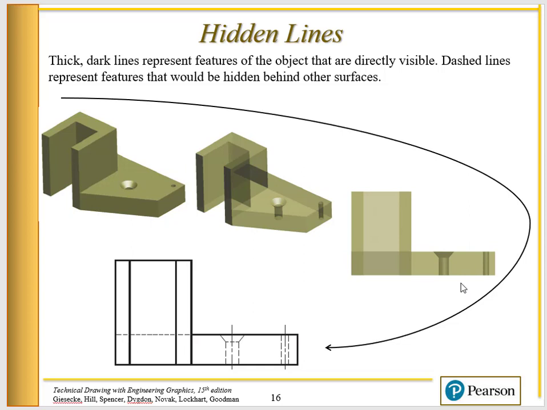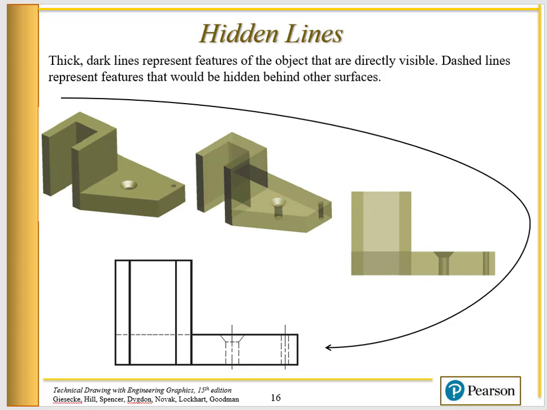This is where we left off, hidden lines. So when you're seeing dark lines, those are the edges of the object. Now dashed lines represent features that would be hidden behind other surfaces. Here we have a countersunk hole, here we have another hole, and here we have the ledge.